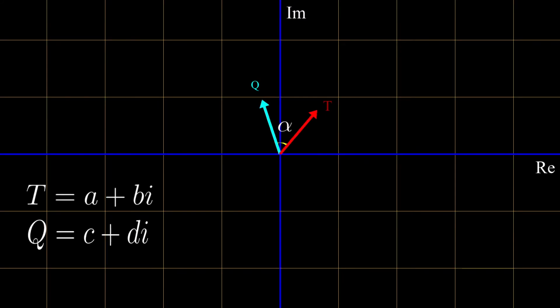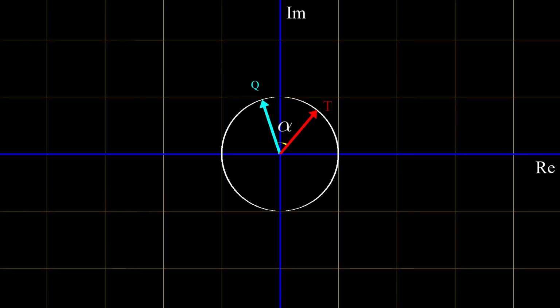Moving on, here is some arbitrary point t, equal to a plus bi on the complex plane. We need to rotate this point by some angle alpha, as shown here, to point q, equal to c plus di. For now, this is just a rotation, so q and t are both of the same magnitude. What should we multiply t by to get to q?